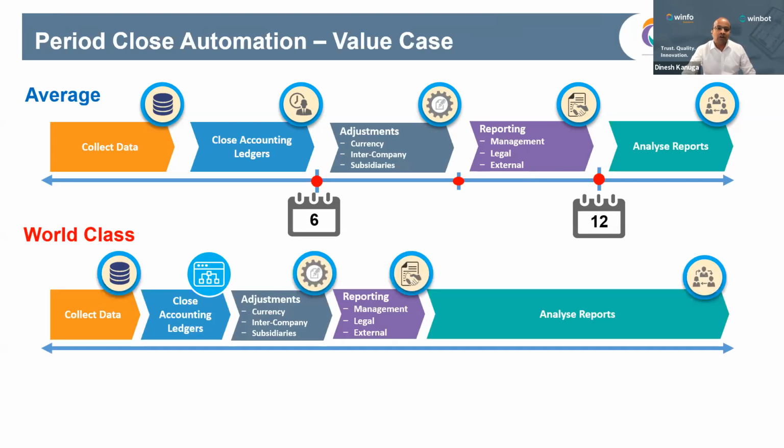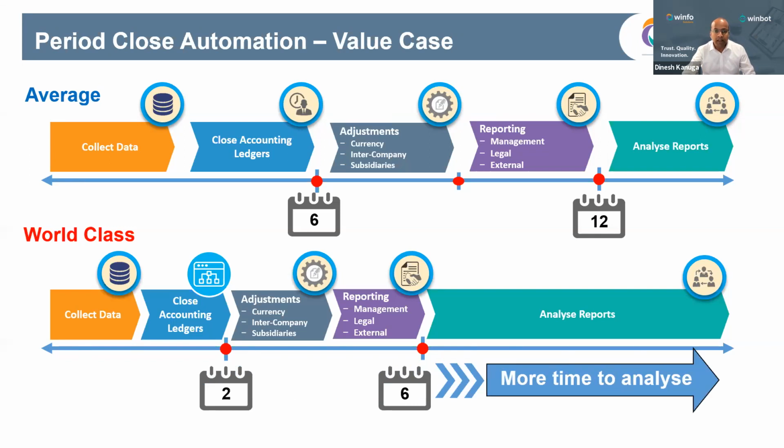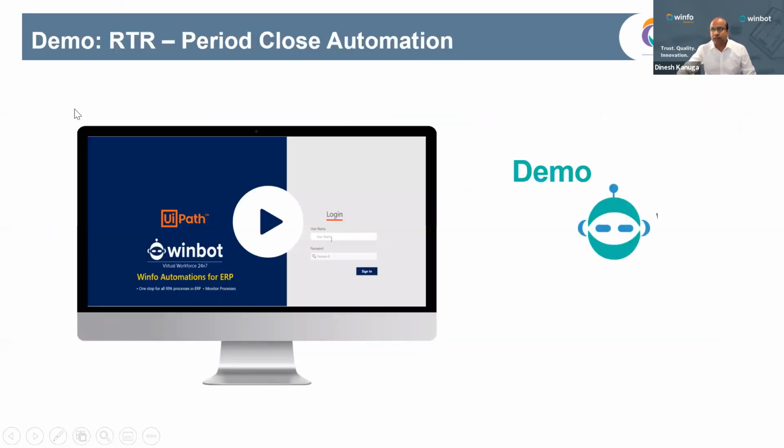However, world-class organizations try to perform the same set of tasks over a much smaller time frame: day 2 to close the accounting ledgers and day 6 to generate the reports. Based on our understanding of period close activities across various organizations, we have come up with a period close assistant, and the objective was very clear from the start: not just to meet the world-class organizations, but to beat them and do period close in a much simpler way. So let me take you through the system at this point.